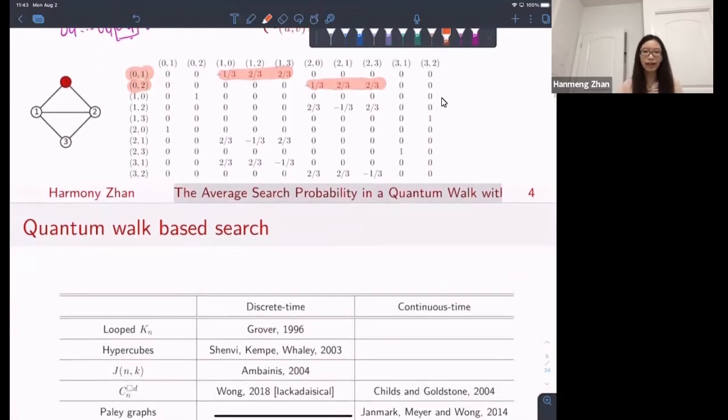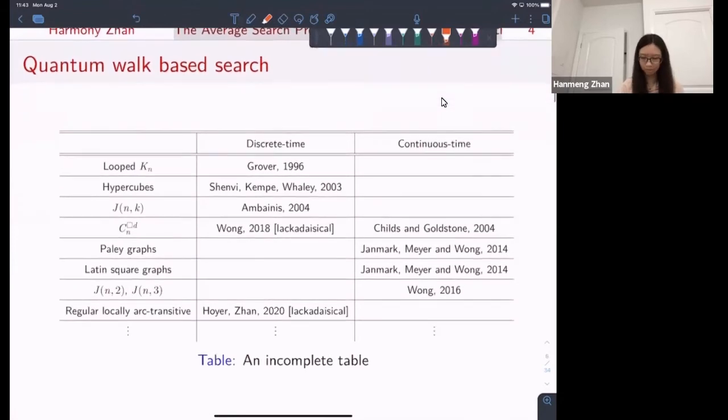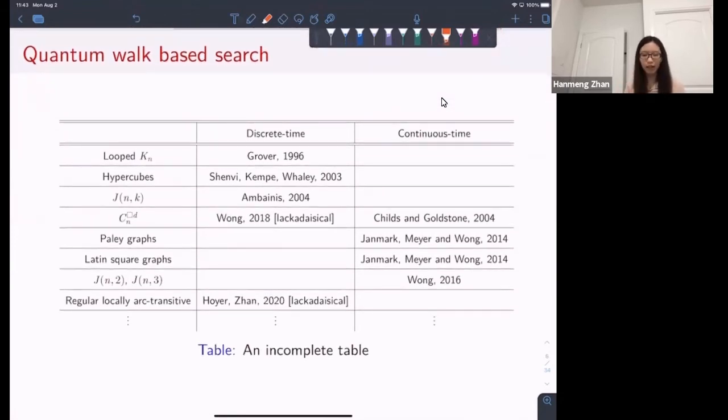Okay, so this idea has been applied to many graphs. And here's an incomplete table. The first, maybe most important example is the complete graph with a loop at every vertex. In 1996, Grover discovered an algorithm to solve this problem in square root of N time. And that algorithm is actually equivalent to a quantum walk on this looped K_N. And later, Shenvi, Kempe, and Whaley generalized Grover's idea to a search algorithm on any graph. In particular, they analyzed the walk on hypercubes and discovered also a speedup.